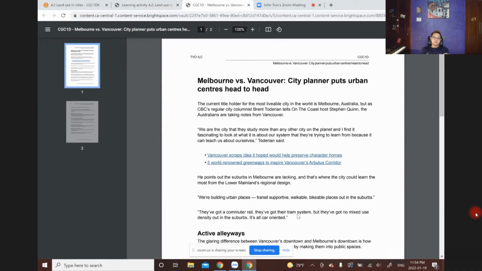Melbourne versus Vancouver. City plan puts urban centers head to head. The current title holder for the most livable city in the world is Melbourne, Australia, but as CBC regular city columnist tells us, Australians are taking notes from Vancouver.